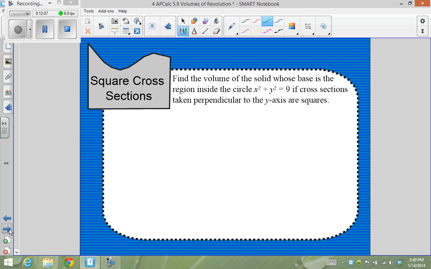Square cross sections. I need to find the volume of the solid whose base is the region inside the circle x squared plus y squared equals 9 if the cross sections taken perpendicular to the y-axis are squares. When you draw this, draw your base. My base is a circle with a radius of 3 centered at the origin. This is my base right here.